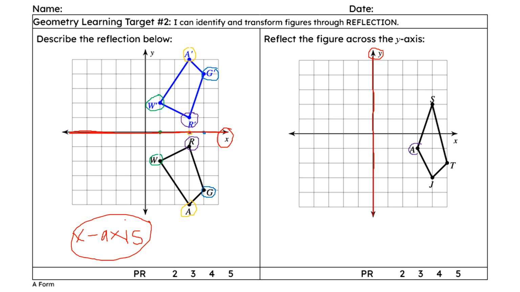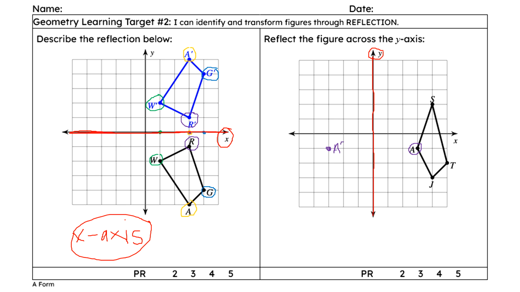Here's point A. Right now, perpendicularly speaking, A is 1, 2, 3 spaces away from my mirror. So I'm going to count an additional 3 spaces, 1, 2, 3, continuing in that line on the other side. So here is A prime.